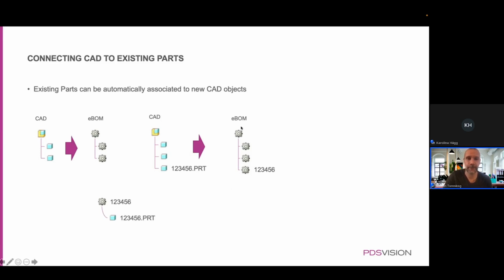So you can basically build your engineering bill of material outside of the CAD. Once you have the CAD fully defined and check that into Windchill, the CAD structure will then drive the engineering bill of material.